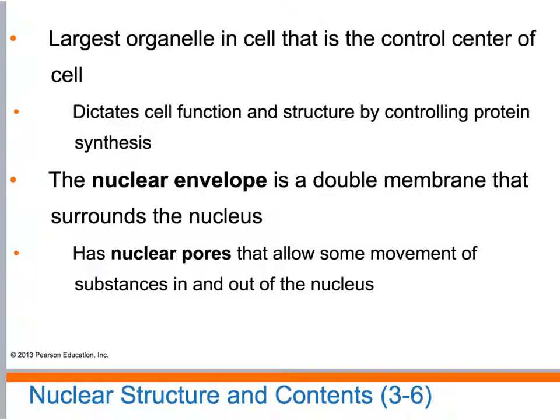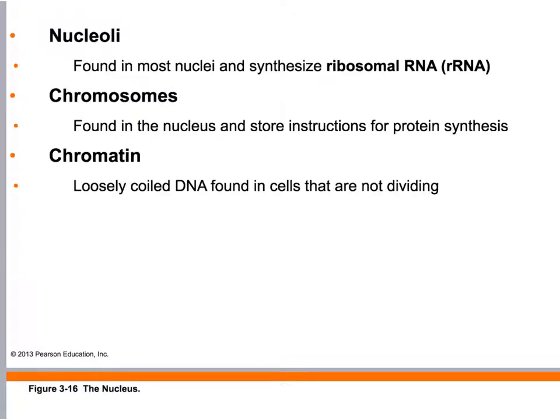The nucleus is the largest organelle in the cell, and it's the control center of the cell. It dictates the cell function and structure by controlling protein synthesis. The nuclear envelope is a double membrane that surrounds the nucleus. It has nuclear pores that allow some movement of substances in and out of the nucleus. Next, we have the nucleoli, found in most nuclei, and that's where the ribosomal RNA is made. The chromosomes are found in the nucleus, and they store instructions for protein synthesis. Chromatin is loosely coiled DNA, and it's found in cells that aren't dividing.